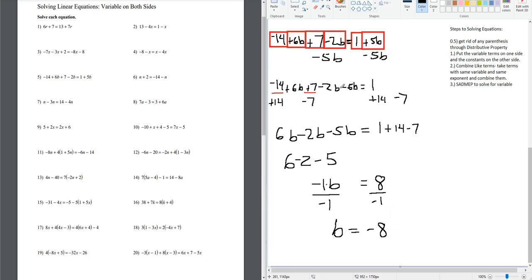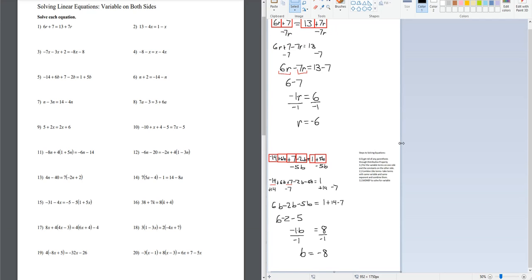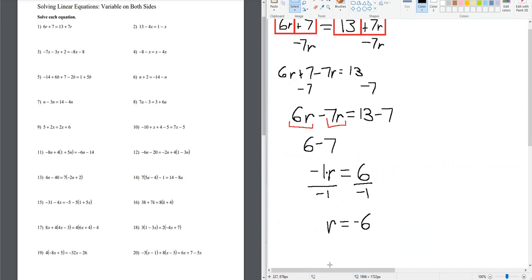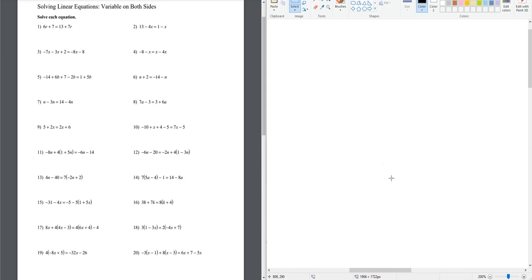Now, these will pretty much look exactly the same every single time if you follow these steps. So please keep them around. I'm going to make a copy of that. Let me do another problem over here. Let's see if I have room. There we go.